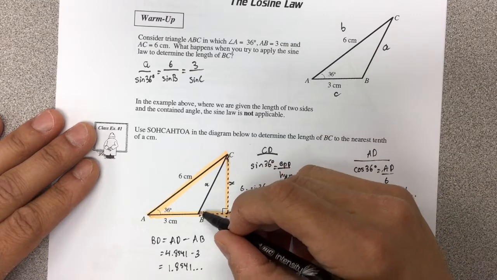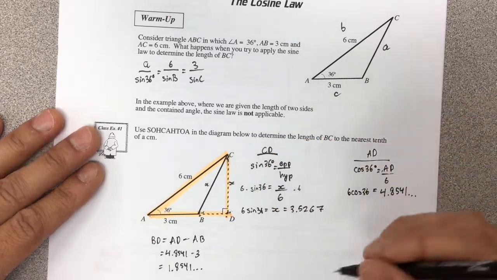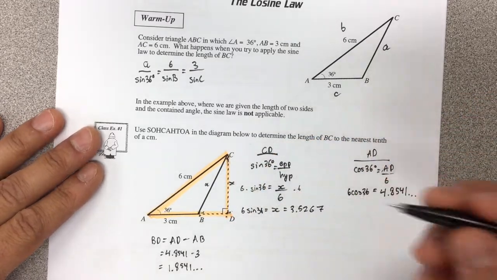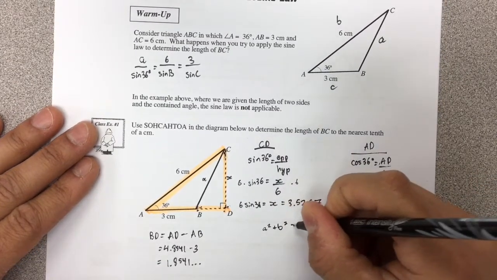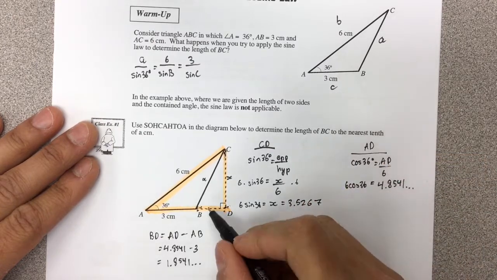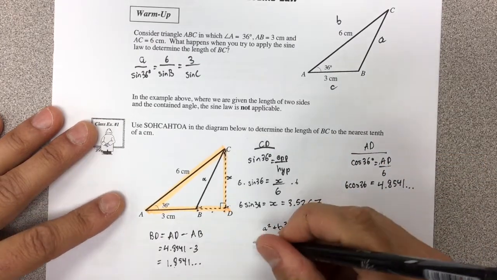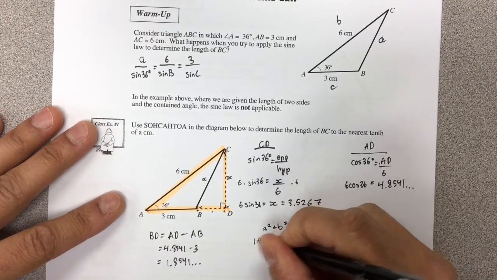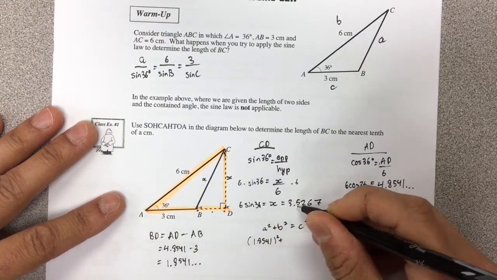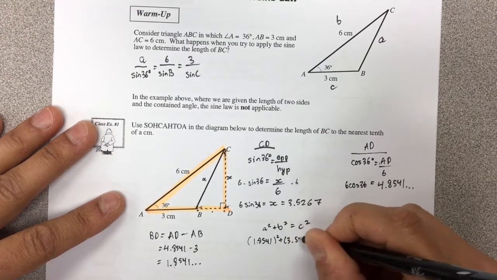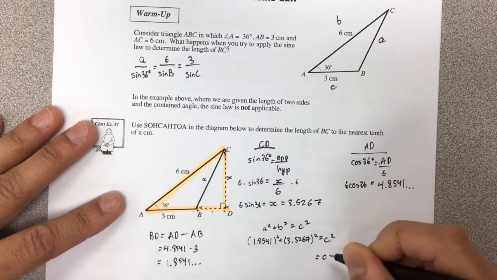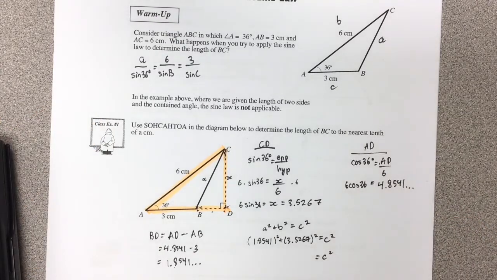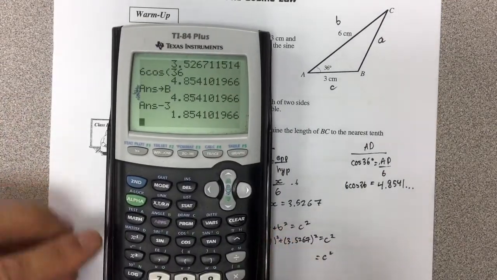Now, in order to solve for my length A, what I'm going to do now is use my Pythagorean theorem. So using Pythagorean theorem, A squared plus B squared equals C squared. And we have this length here, which is my 1.8541 squared plus my 3.527 squared, and that equals C squared. So I'm using all the decimal places here.